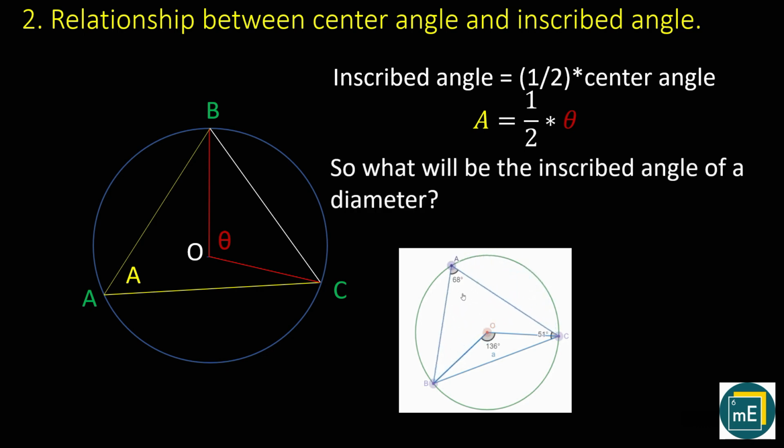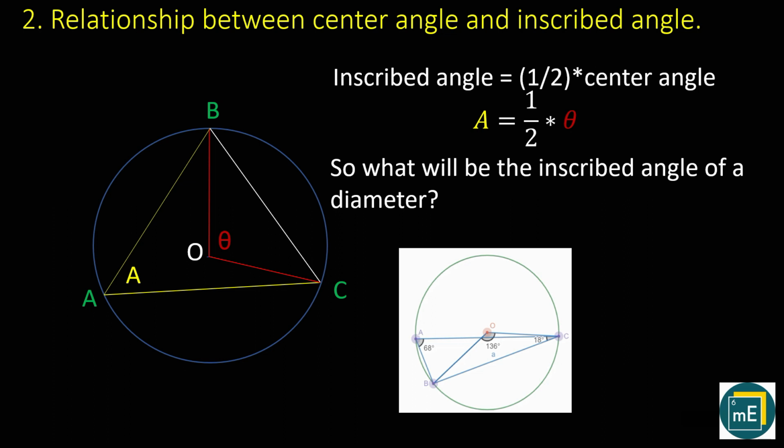Now let's think about what the inscribed angle of a diameter will be. That is, if BC represents one of the diameters of the circle, then what will be the value of angle A? Take a pause and try to answer this question on your own. This will help you understand the use of this property.